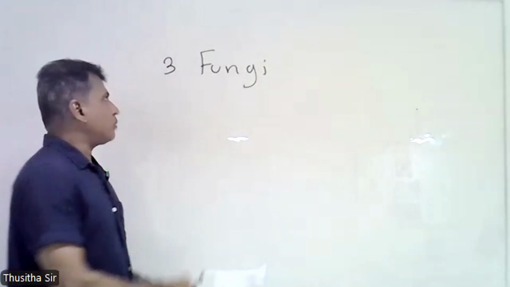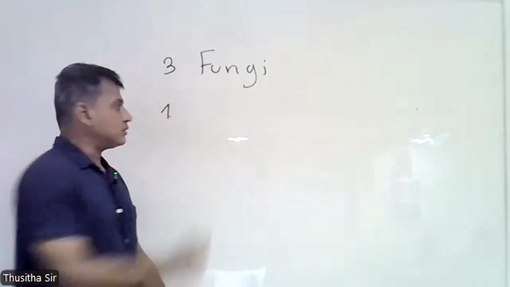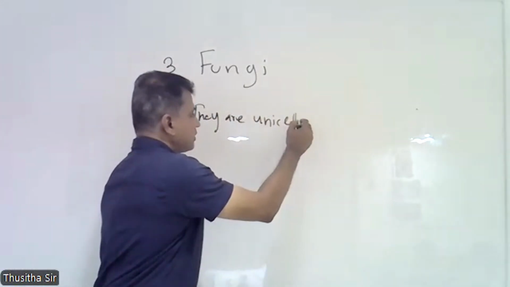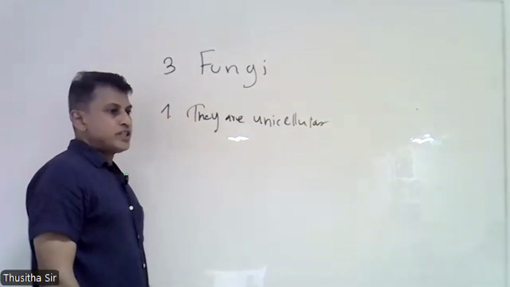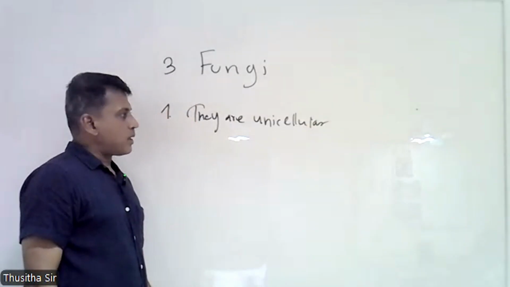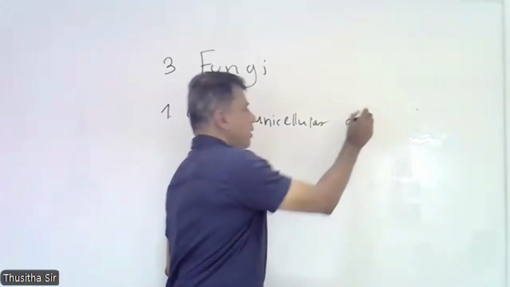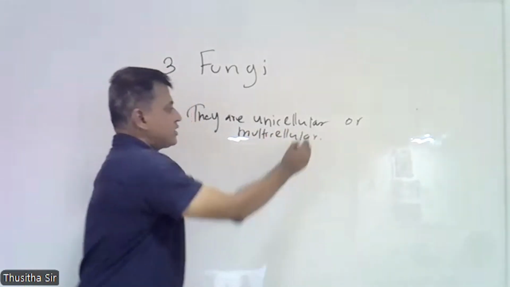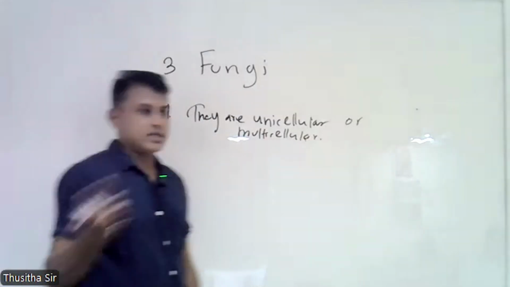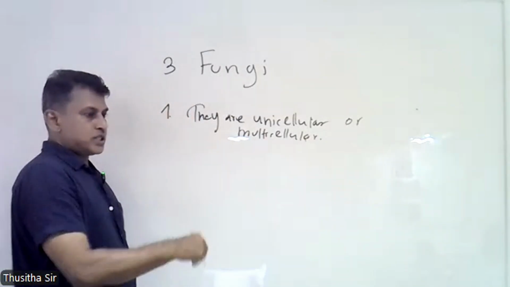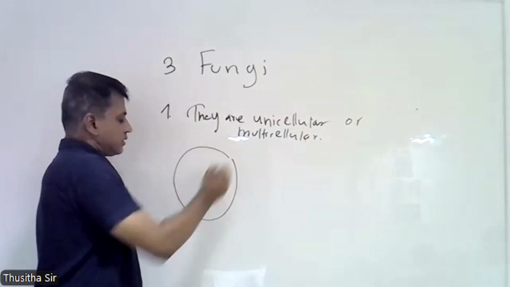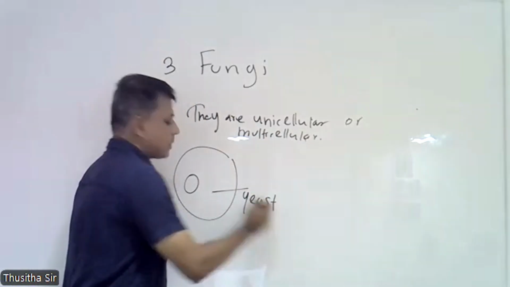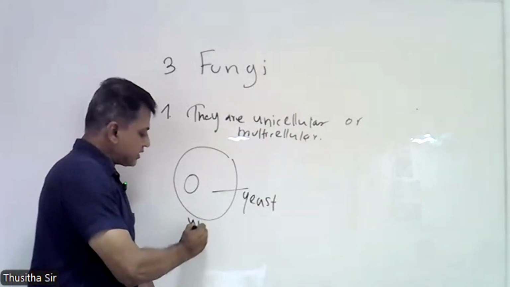Right? So point number one, they are unicellular or multicellular. Some are one cell, some are many cells. Now we draw a small picture under that. So this is the fungi. That's yeast. That's the unicellular one, yeast.